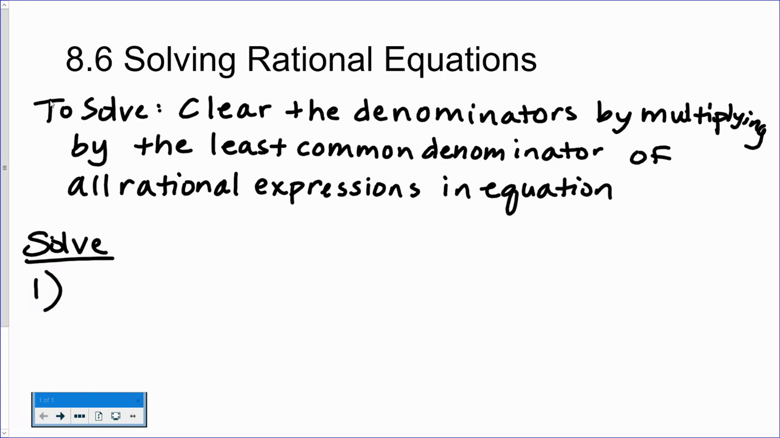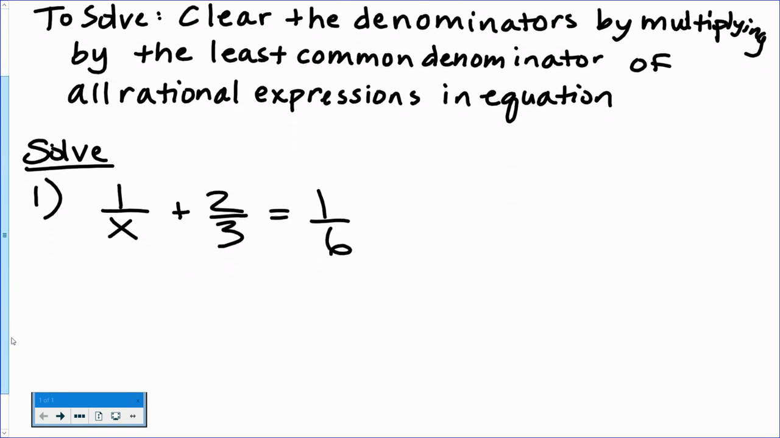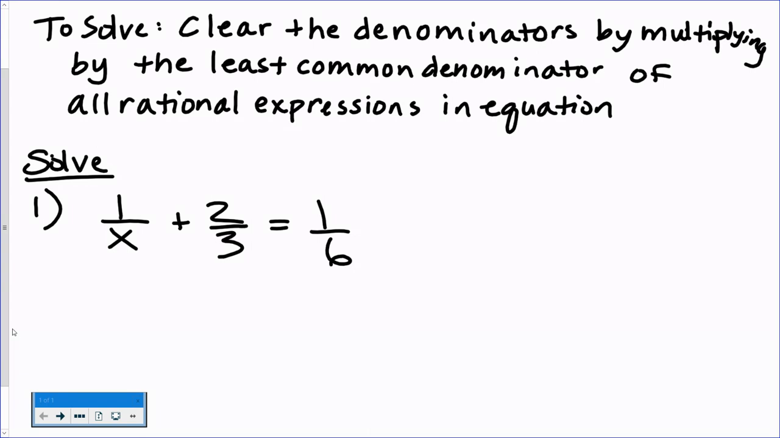So the first one, 1 divided by x plus 2/3 equals 1/6. So I'm solving for x. X is in my denominator, so it's hard to get x by itself for our strategies of solving that we've learned from middle school. So it's not going to be helpful to leave x in the denominator. It also makes these problems harder if we have fractions. Many of you don't like fractions for some reason.